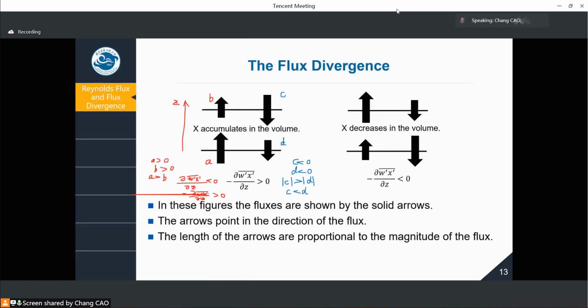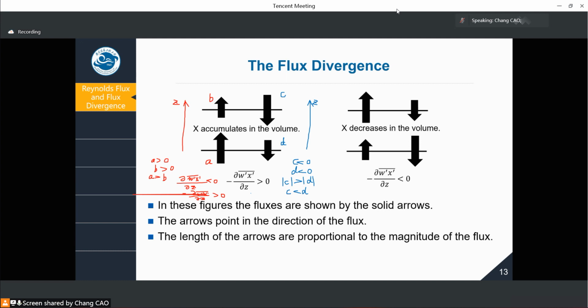Can you understand this? So this time, let's still look at the Z derivative. This is still the direction of Z. As the height goes up higher, this time the flux becomes smaller. So that's why we still can get the final result here.